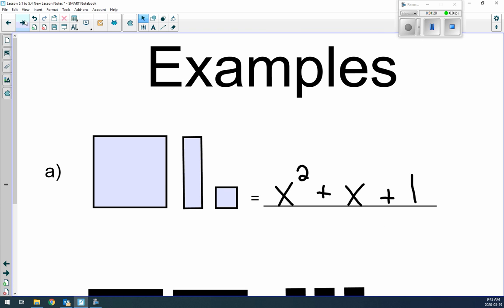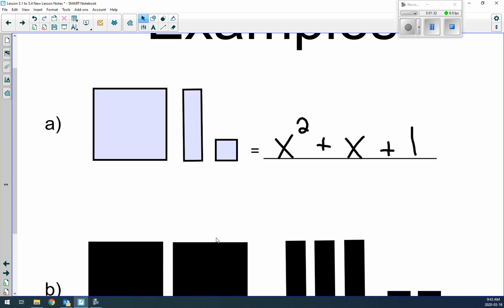Okay, so flip the page again. Here's an example. We've got one large one, which is your variable squared, like I said, and that's a positive, so that's x squared. This is positive, so that's an x, and then that's +1. So you can actually represent a trinomial with picture representations.